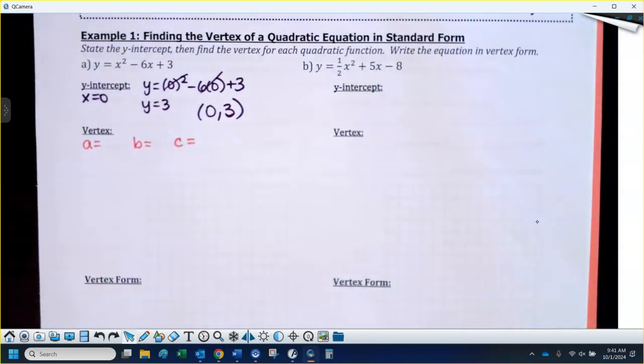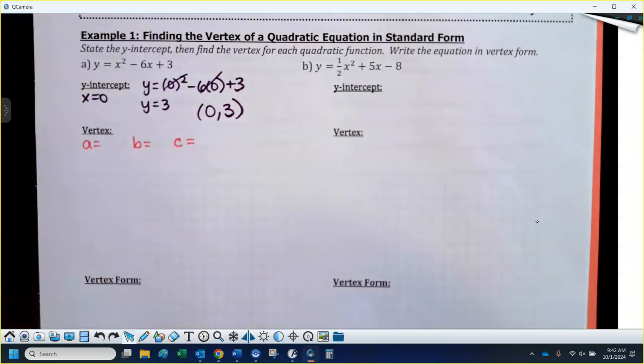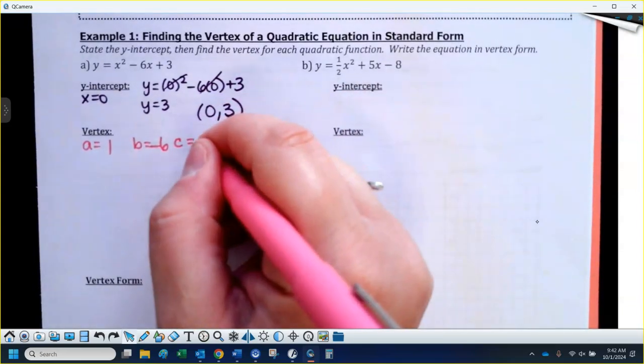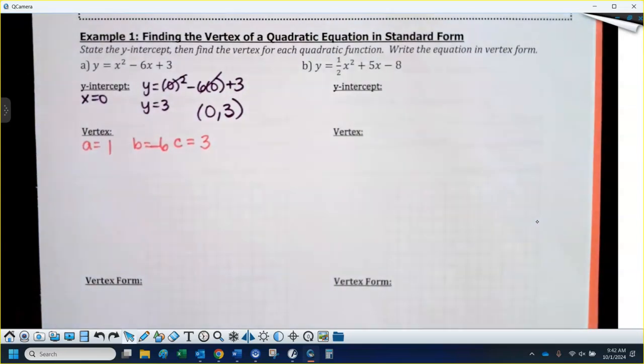All right, so if I've got standard form, I've got x squared minus 6x plus 3. What would you tell me the a value is if you look at that equation? Hunter, what do you think? 1. All right, what would the b value be? Ethan, I think. Yes. Okay. Now, the c value, we're not actually going to need that for the vertex, but I just wanted to practice writing that. That's going to be 3 from that lovely equation.